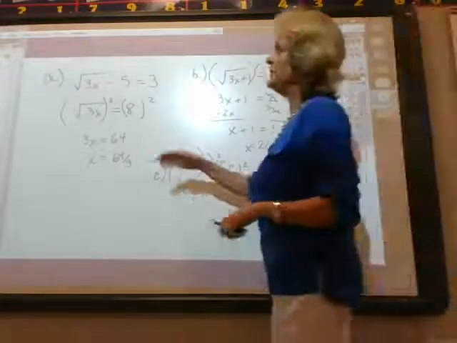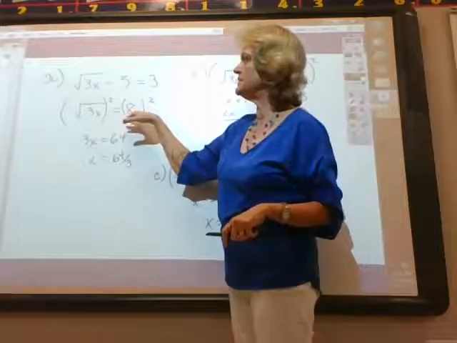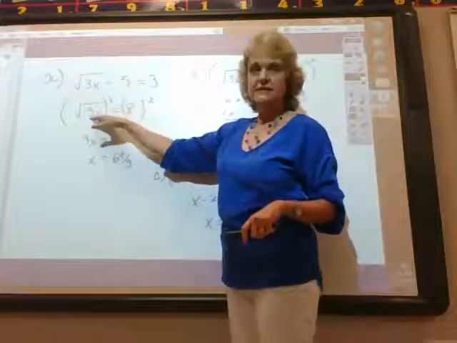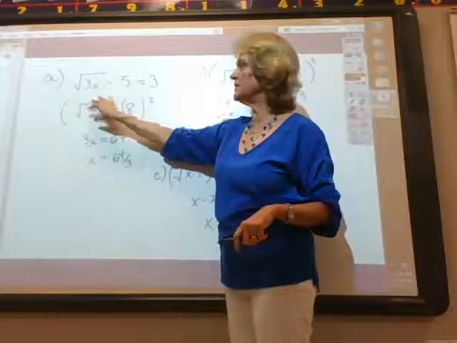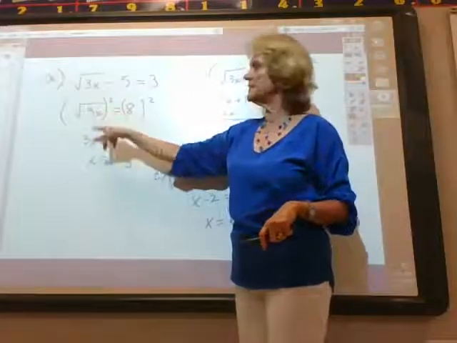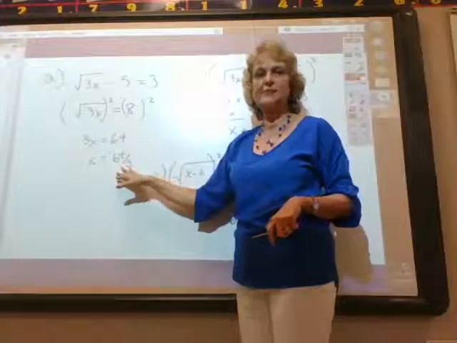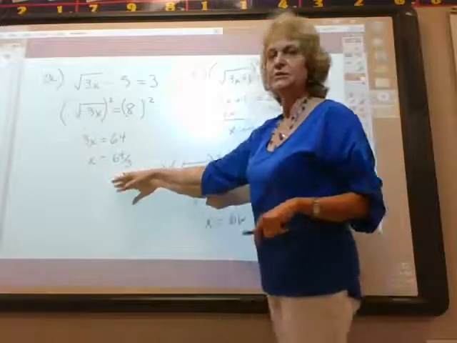So on the first one, I went ahead and added 5, so I got radical 3x is 8. I want to get this out from underneath the radical, so I squared both sides. Squaring a radical, radicand comes out. Square this side, divide by 3, and I'm done. Leave it improper, it's fine, as long as it's reduced.